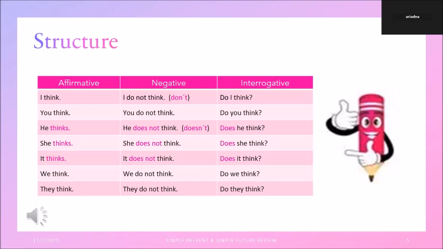While in the interrogative, the auxiliary verb do or does goes at the beginning. Do I think? Do you think? Does he think? Does she think? Does it think? Do we think? Do they think?